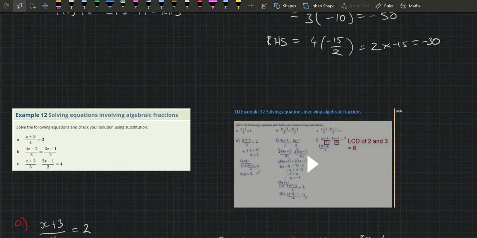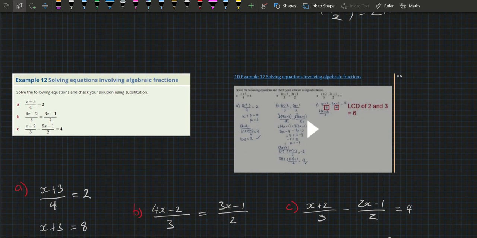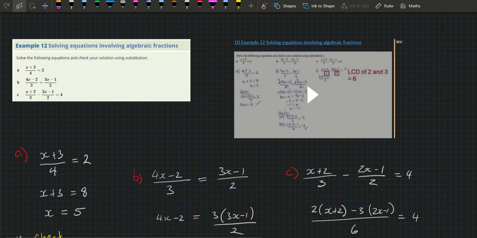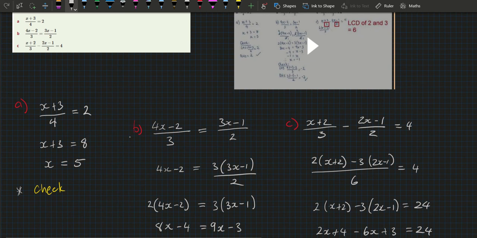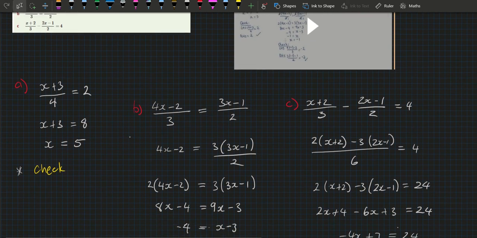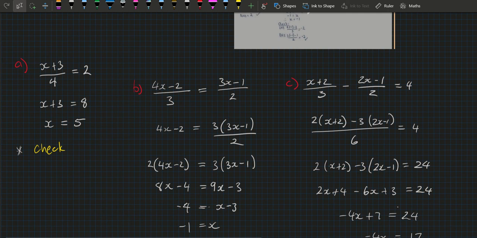Example 2 is now we're starting to use some fractions here, okay? So solving them will quite often involve some multiplication to get rid of our denominator. So in this case it was straightforward, it was just a 4. I've multiplied both sides by 4, subtracted the 3 away, x equals 5.